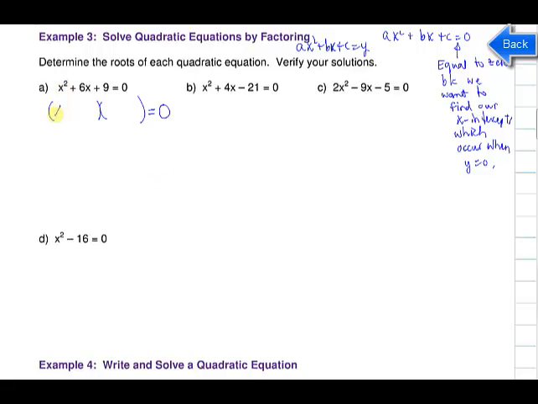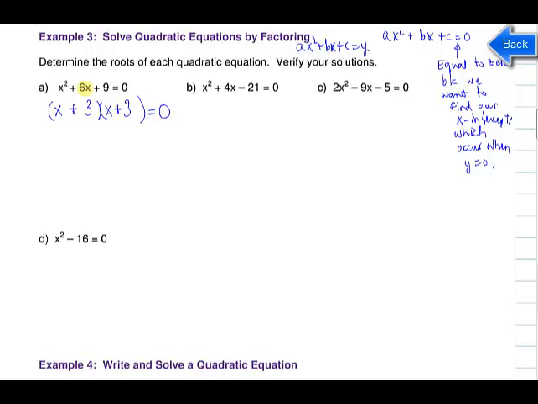We're going to factor our x squared into x and x. We're going to ask ourselves what two numbers, when we multiply, will give me 9 and add to give me 6. That would be 3 and 3. As long as they are both positive, you should check. 3 times 3 is 9. 3 plus 3 is 6, so that works.